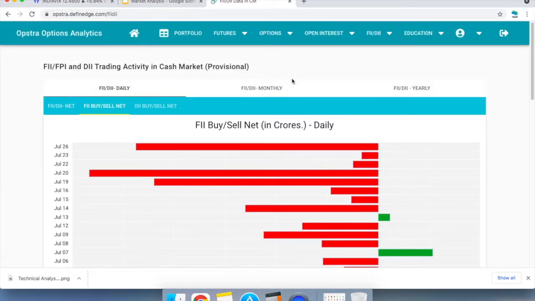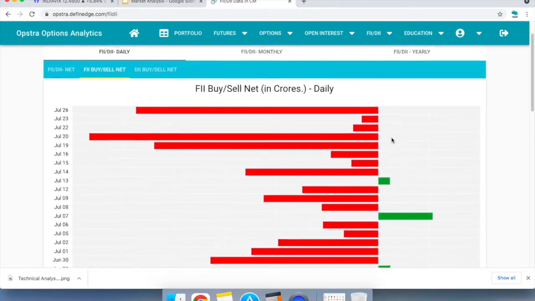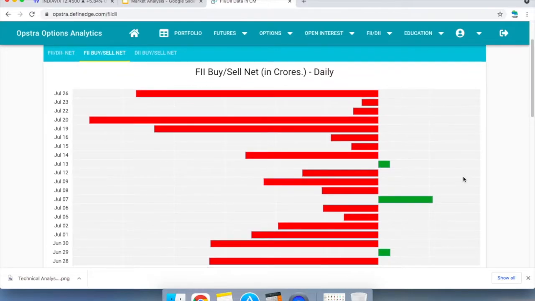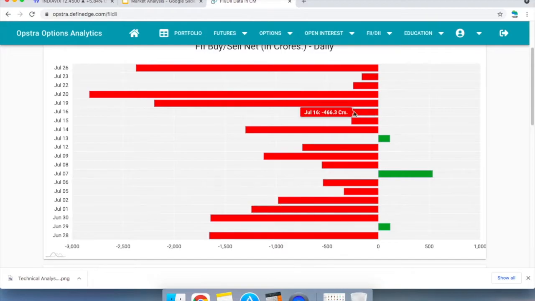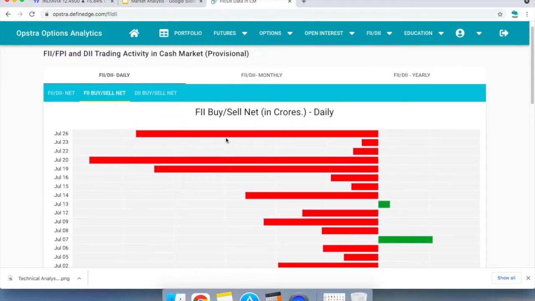FIIs have sold heavily as per July 26 data, 2,400 crores of selling. You can see that they have been selling, selling, selling, and only selling, hardly any buying since the entire June and July month. It is all red. FIIs were selling small, now they started selling 2,000 crores, which is huge. This is a cause of concern.